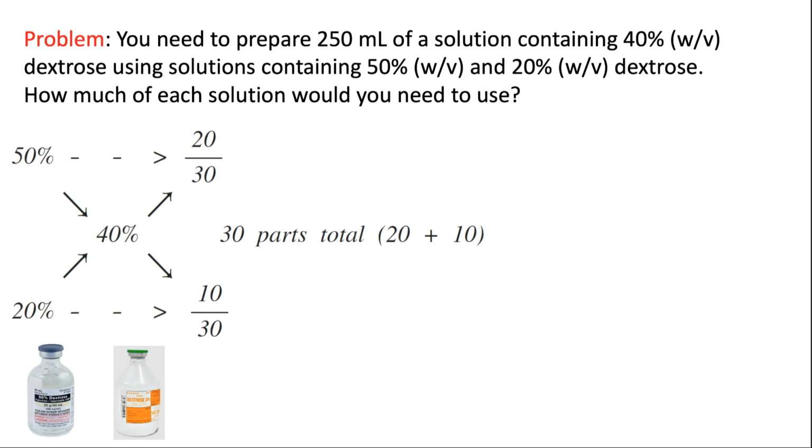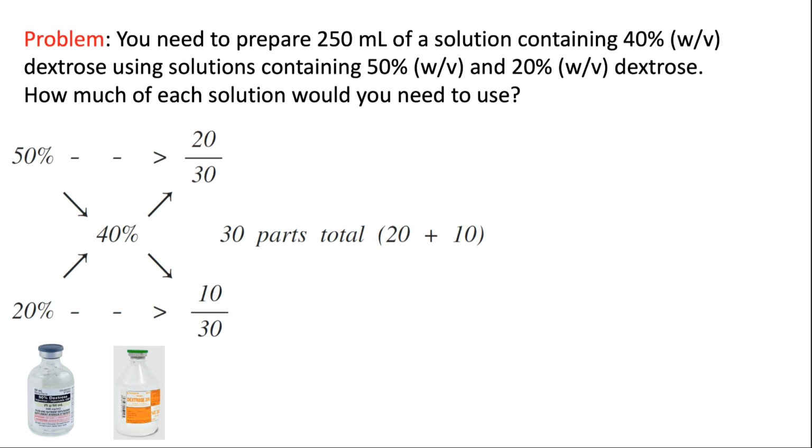Now let's figure out how many total parts. So simply add up our answers together. So 20 plus 10 equals 30. So the actual proportion on top is 20 parts out of a total of 30 parts needs to be the 50% concentration. Whereas down below we can see that 10 parts out of the 30 parts needs to be of the 20% concentration.